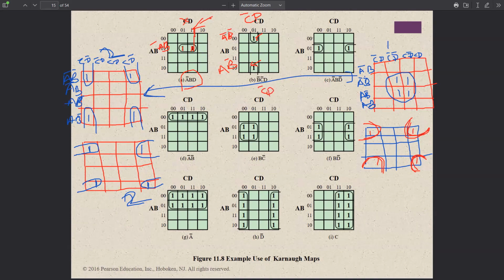And here you can find that A is changing. Here A bar, here it is A. So we can remove A, and B bar is not going to change. We can take the B bar. So our answer is B bar, C bar, D. So here we have the AND gate: B bar and C bar and D.